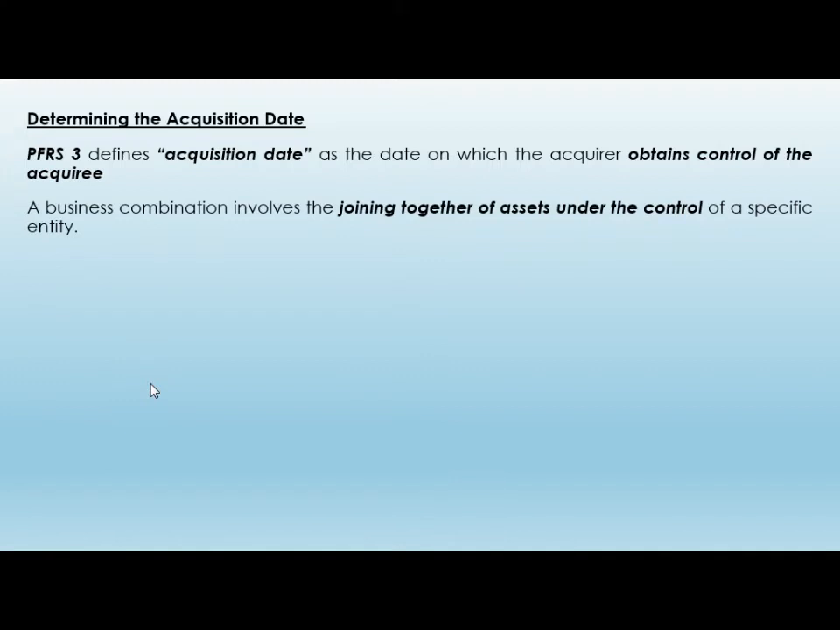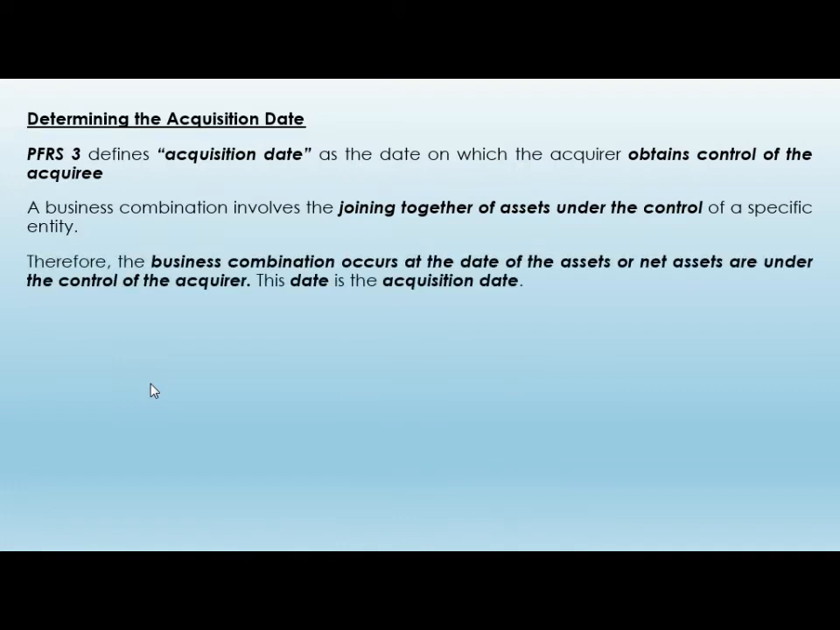A business combination involves the joining together of assets under the control of a specific entity. Therefore, the business combination occurs at the date the assets or net assets are under the control of the acquirer. So this date is the acquisition date. When the acquirer obtains control over the assets or net assets of the acquiree, this date is the acquisition date.